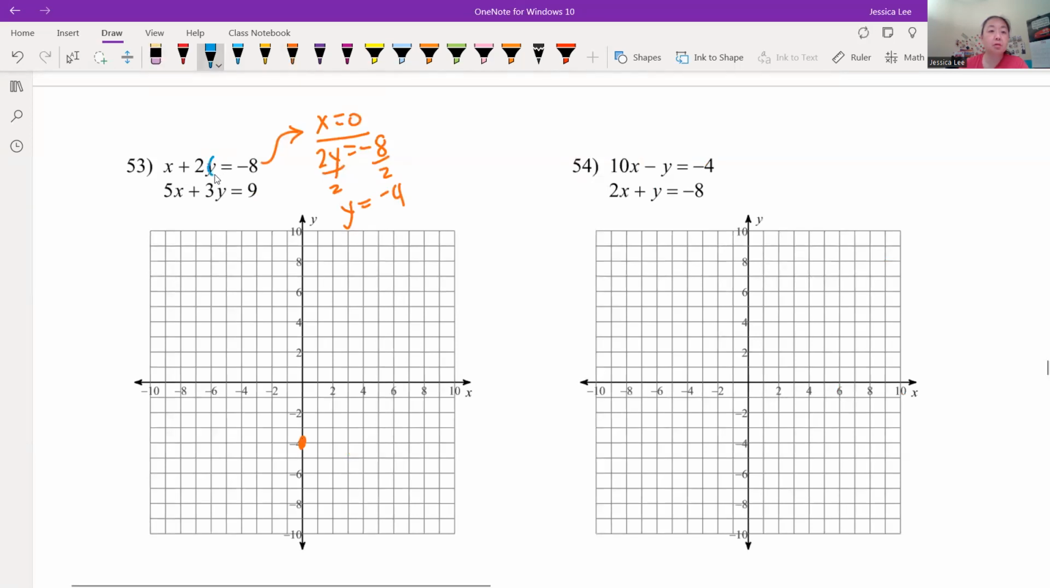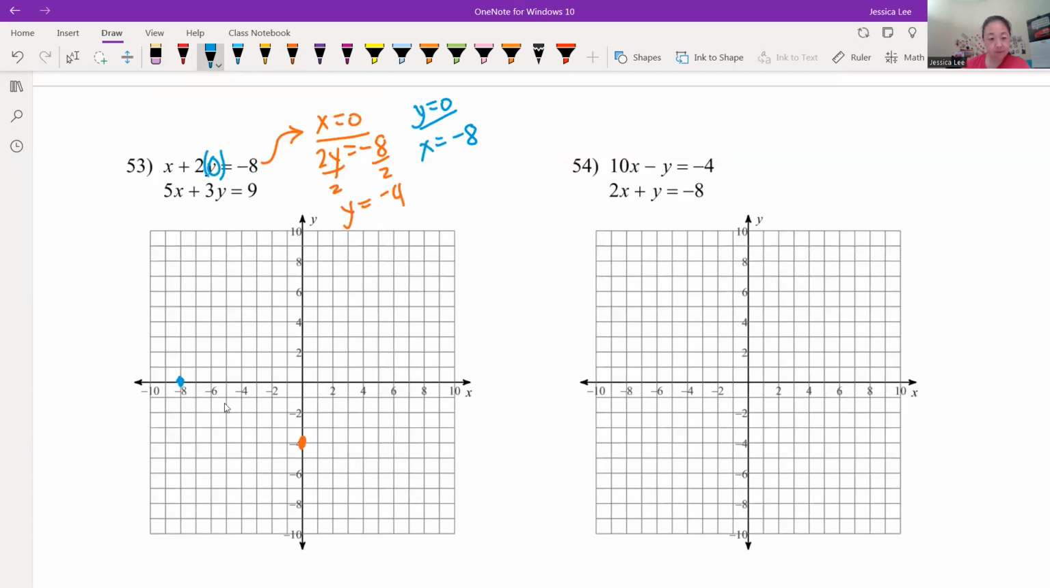So if y is equal to 0, that means 2 times 0 is 0. This is y equals 0. That means x is equal to -8. So we just get x equals -8. And we're going to go right here, -8 on the x-axis. That's our x-intercept. All right, and then we're going to just draw that line there.